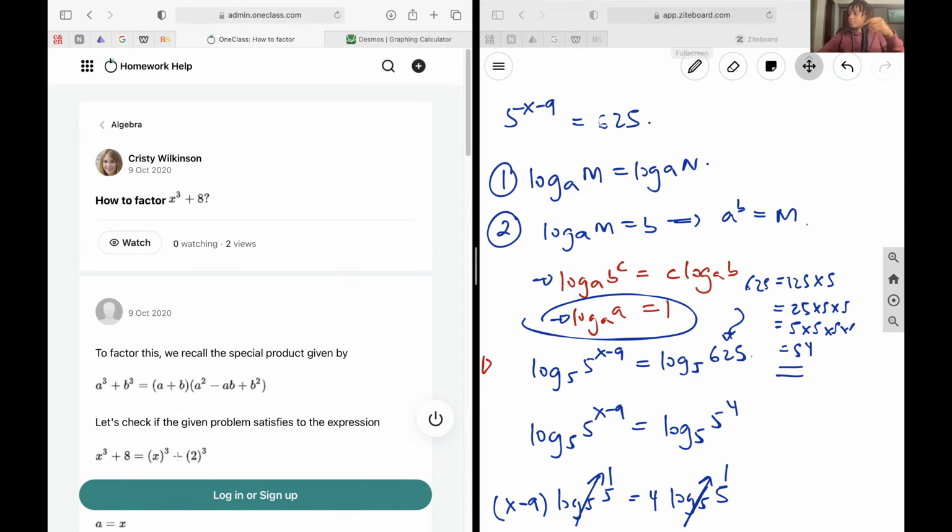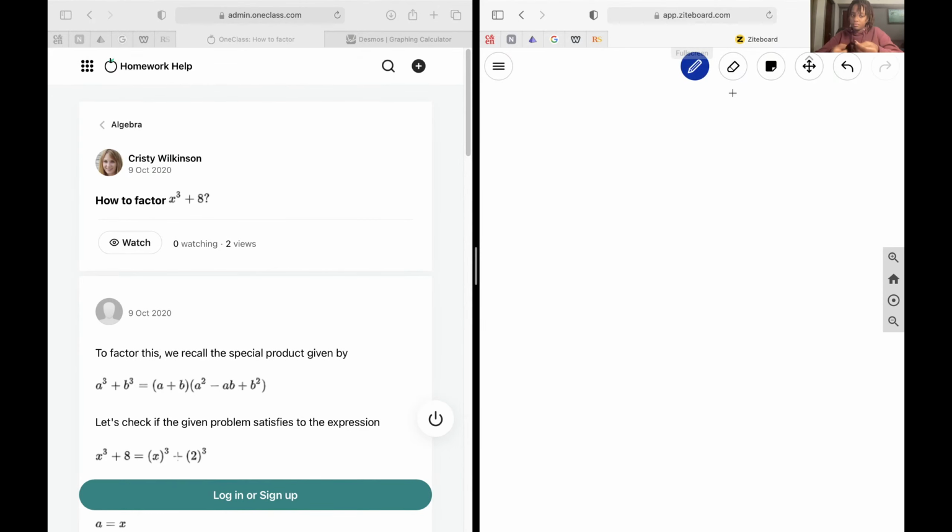Okay, next up we're going to be factoring x cubed plus 8. So for this one, what we're going to be using is the difference and sum of cubes. So let's just write that out. The sum of cubes, the difference and sum of cubes.